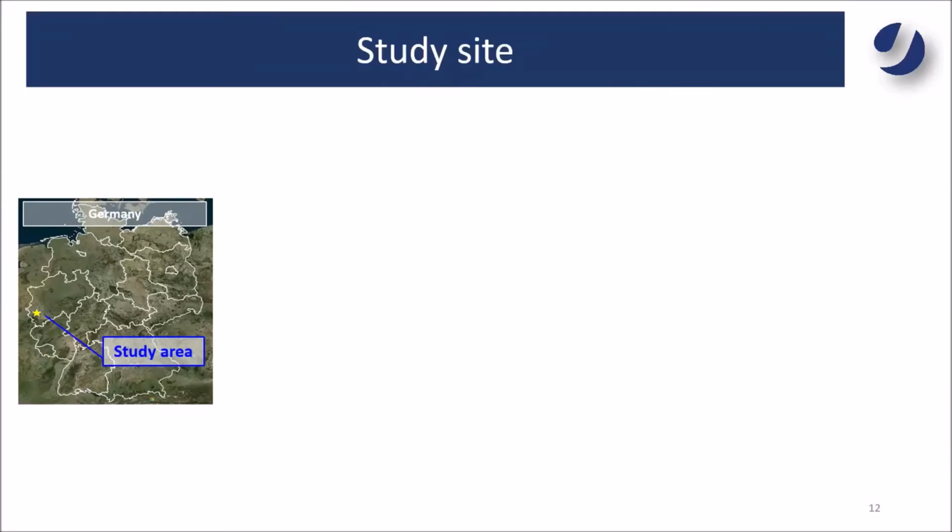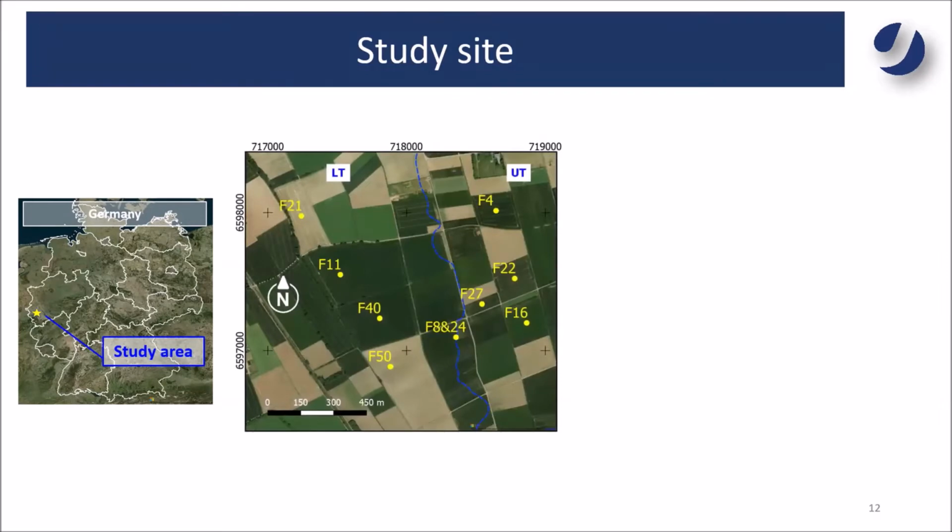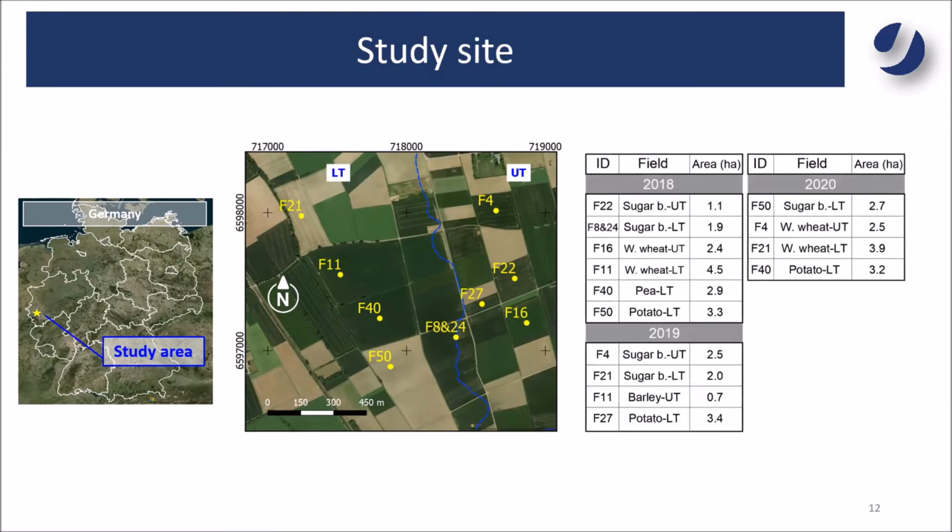Well, the study was done in West Germany, in Jülich. We worked with information from several fields and 3 years. The fields vary in area, and at the end we had information from 5 crops, which are sugar beet, winter wheat, barley, potato, and pea.